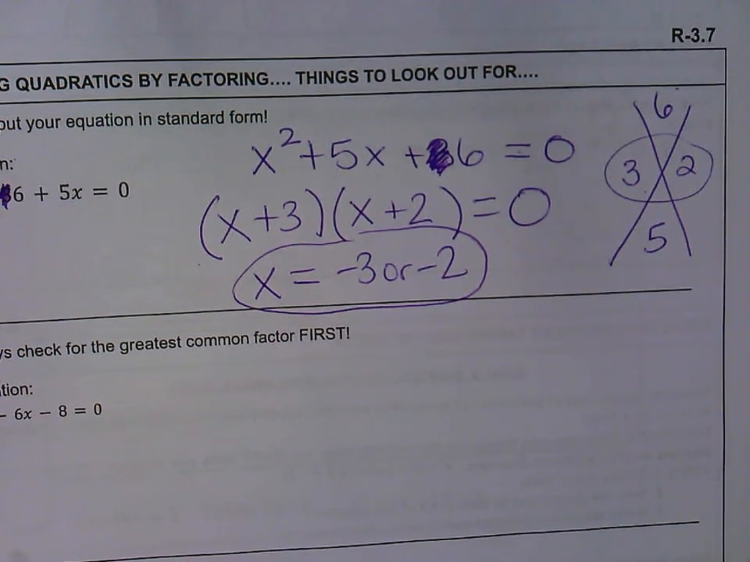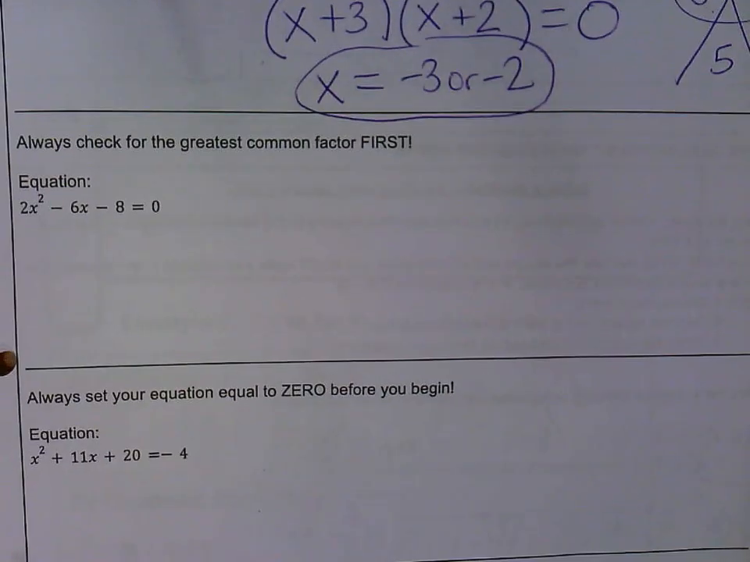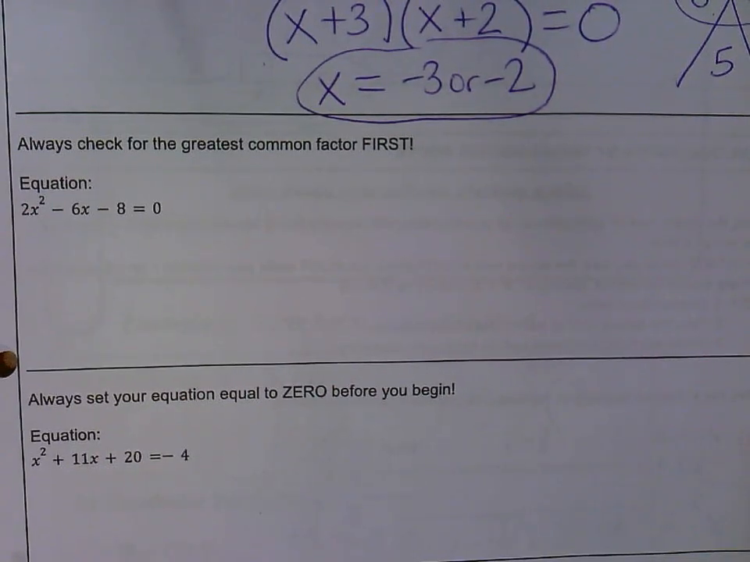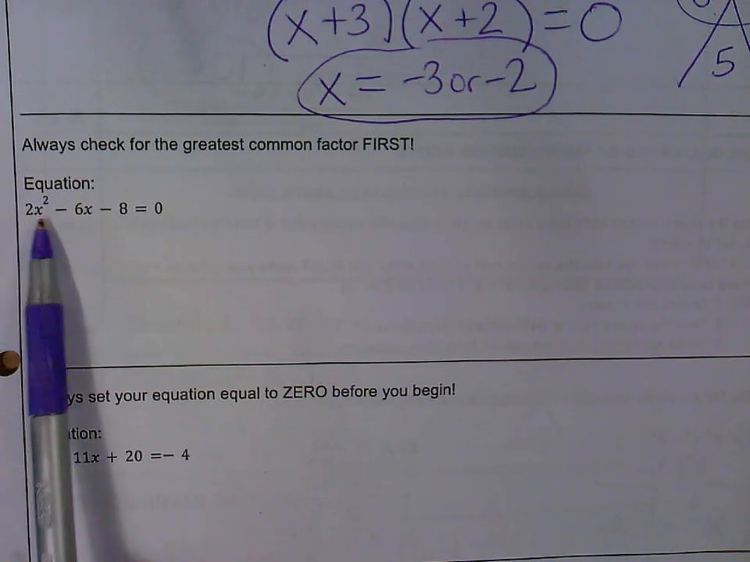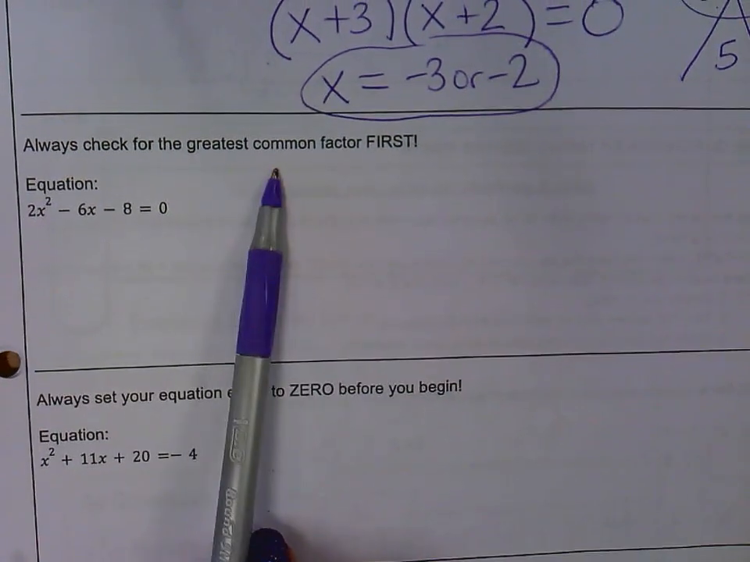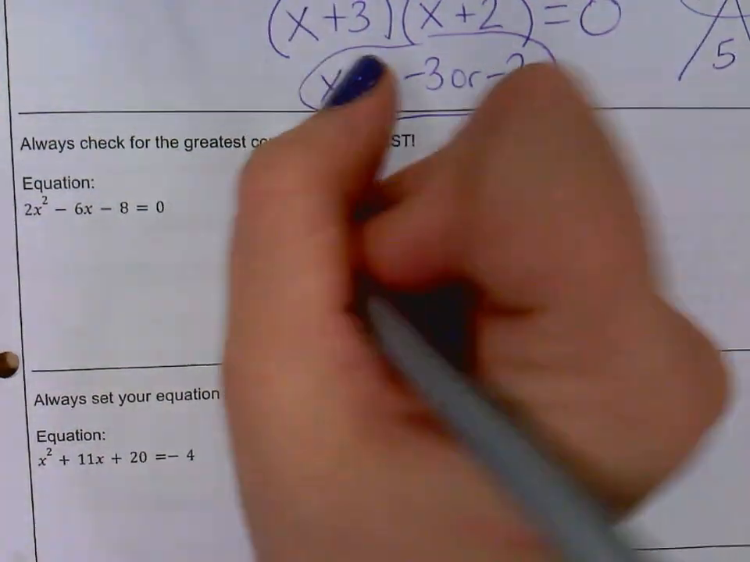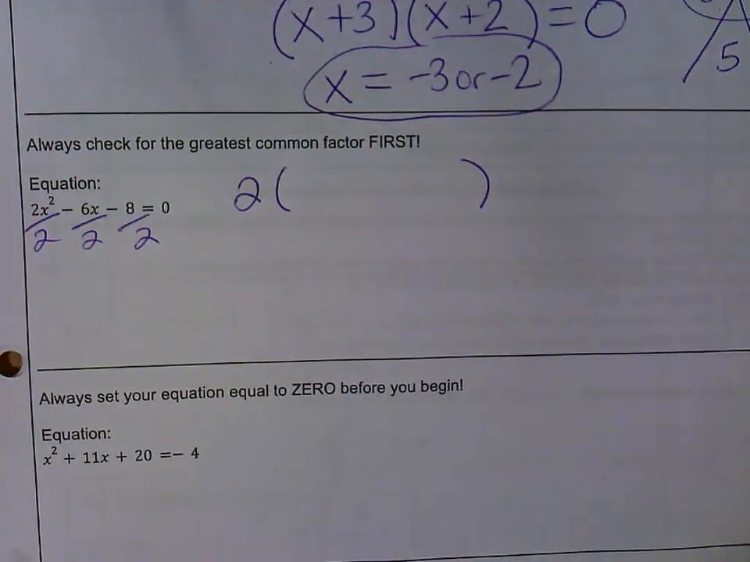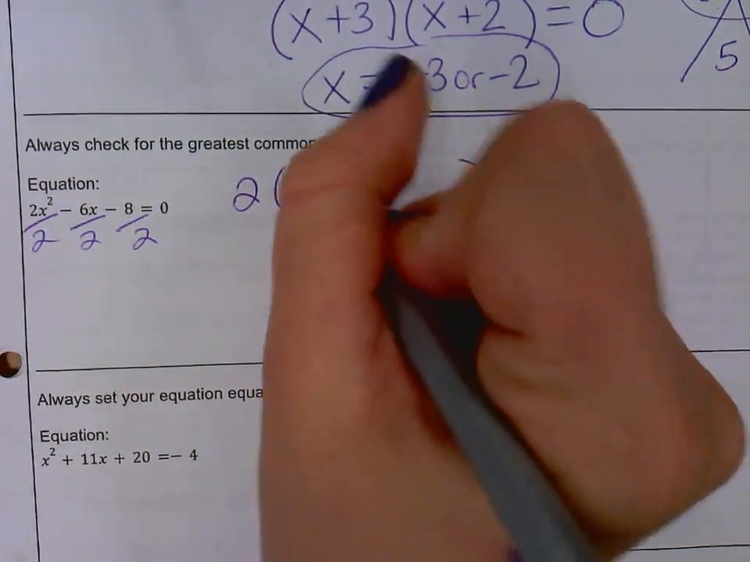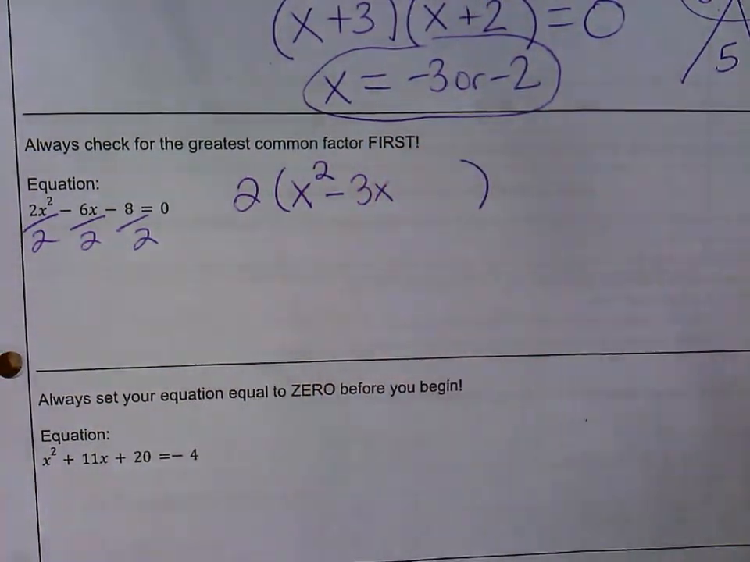All right. Step 2. This says always check for the greatest common factor first. Someone might approach this problem and say, oh, I got a 2x squared, I'm going to have to do that stinky box method. But what happens if you find a greatest common factor first? What could you actually divide out first? A 2. What would I have left if I divide out a 2? Just x squared, right? And then minus 3x, and then minus 4.